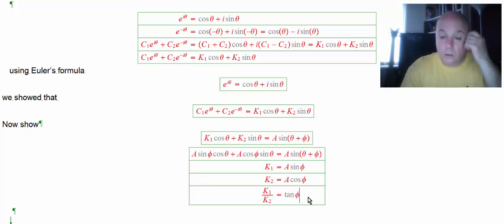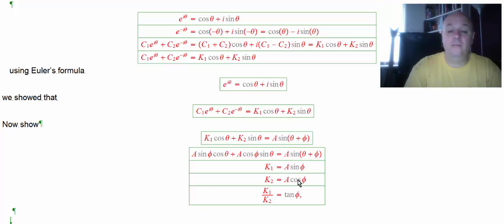So what does that mean? Well, that means that if I had the K's and I needed to figure out the A and the phi, then the phi is just the arctan of K1 over K2. So if I had the K's, I could figure out the phi. Once I have the phi, I can sub it in this equation and figure out the A. Or maybe a more elegant way to do this is notice that sine squared plus cos squared is equal to 1.